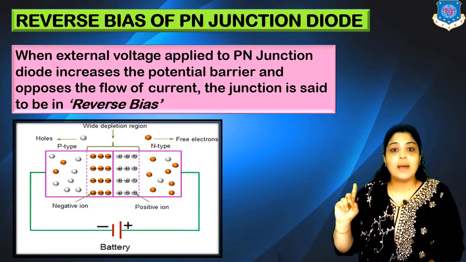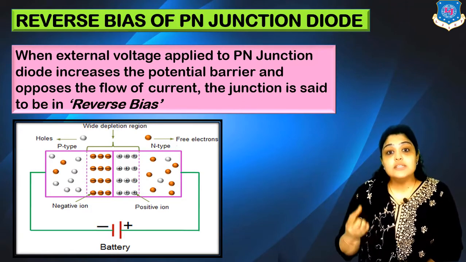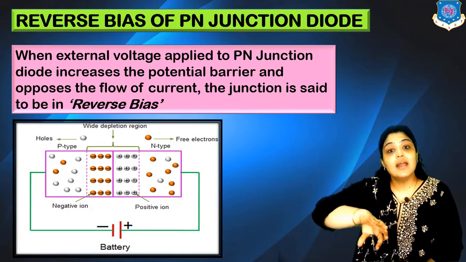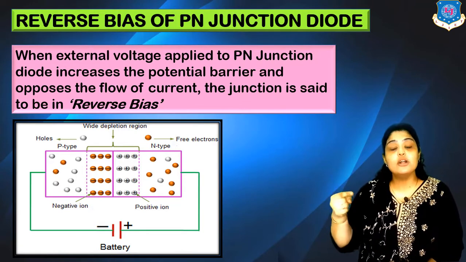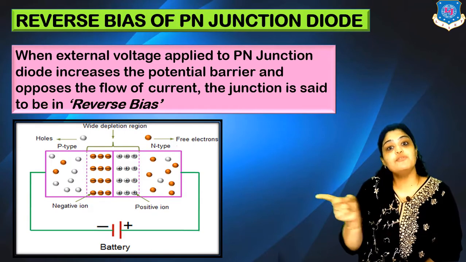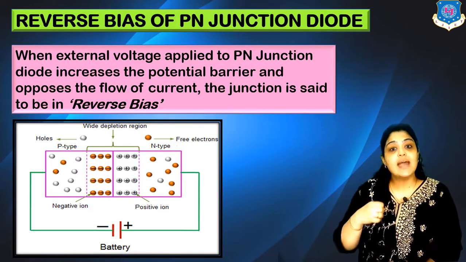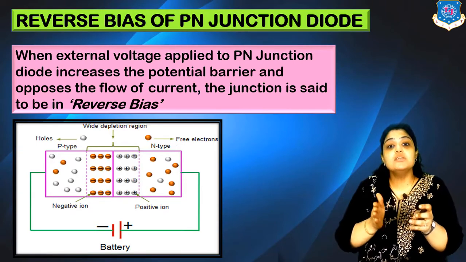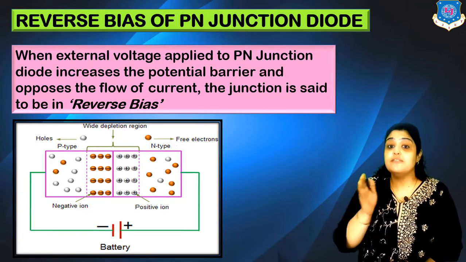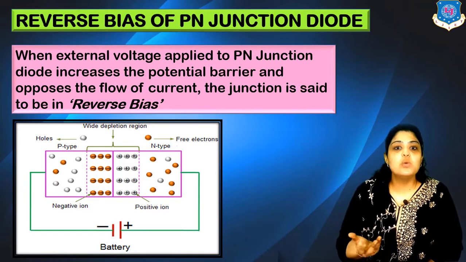So what is going to happen in this case? The positive terminal of the battery will attract the electrons towards itself. So I would say the majority carriers are not moving towards the junction, they are moving away from the junction. So if the majority carriers in both the regions are moving away from the junction, that means the potential barrier is going to increase. And if the barrier is increasing, that means there is no current.